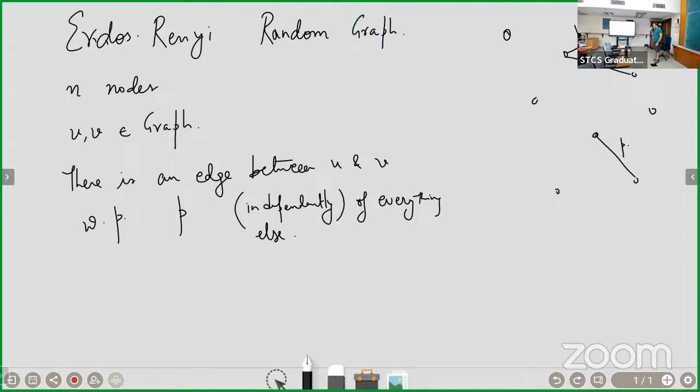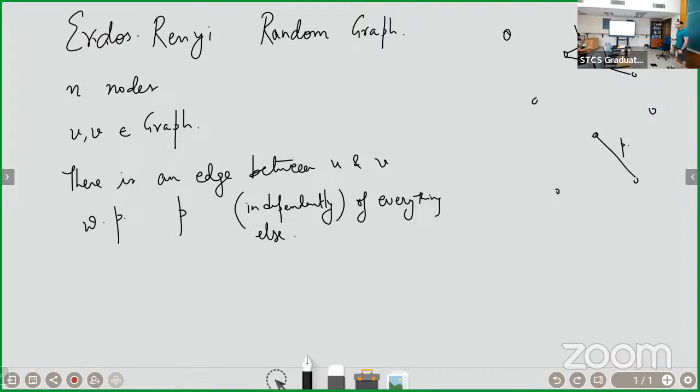For what p do I have a big connected component? How big? Big in proportion to the number of nodes. Okay, so that's the first question one wants to ask. It's also called a percolation question. Given that the total number of nodes is n, what is the smallest value of p for which the connected component size is of order n? That's one question one can ask.